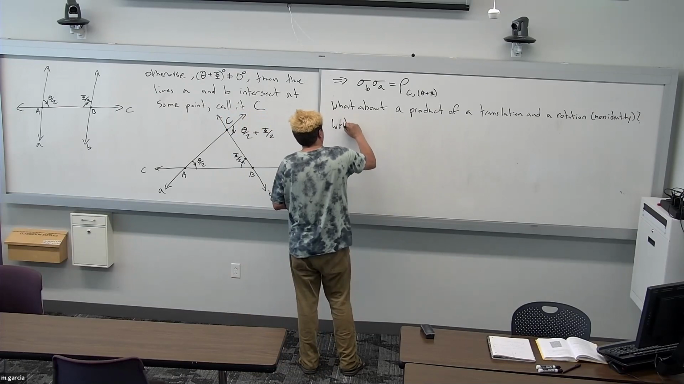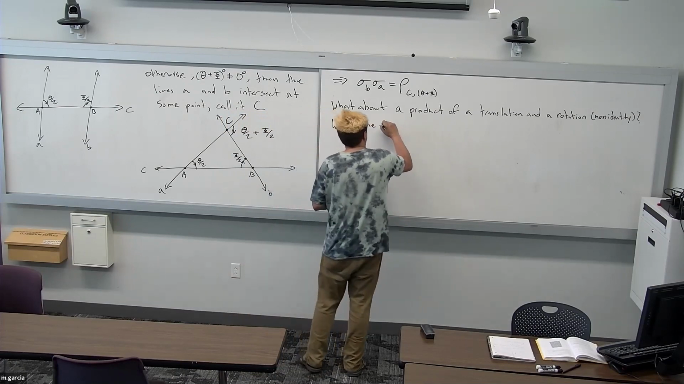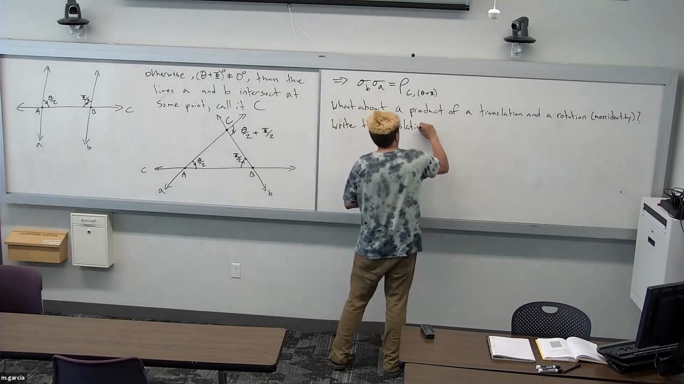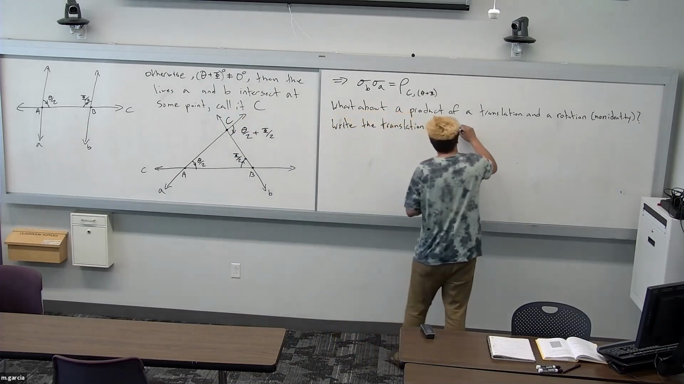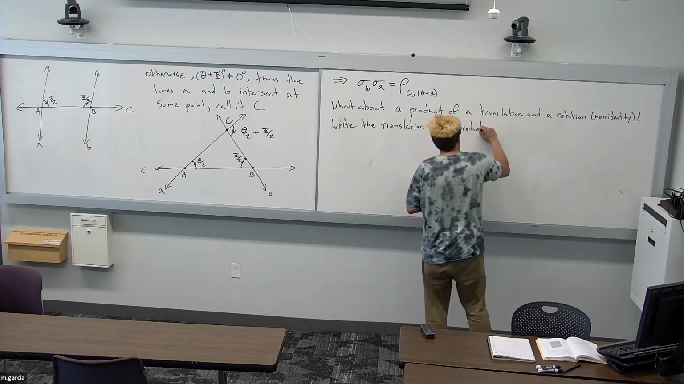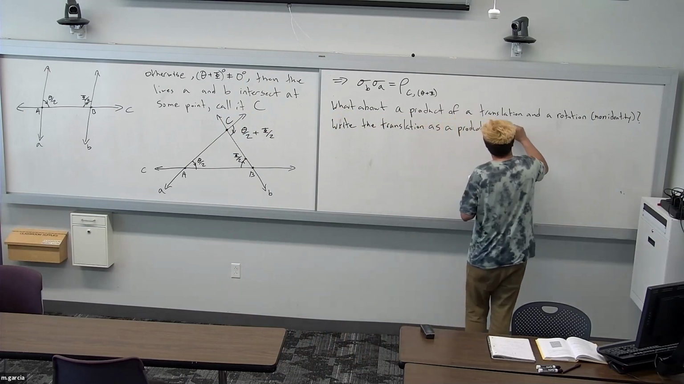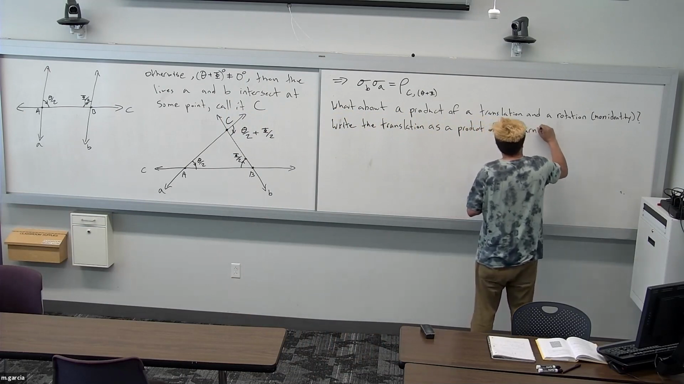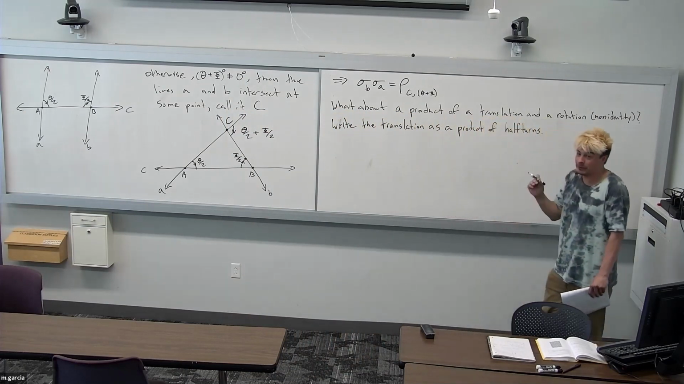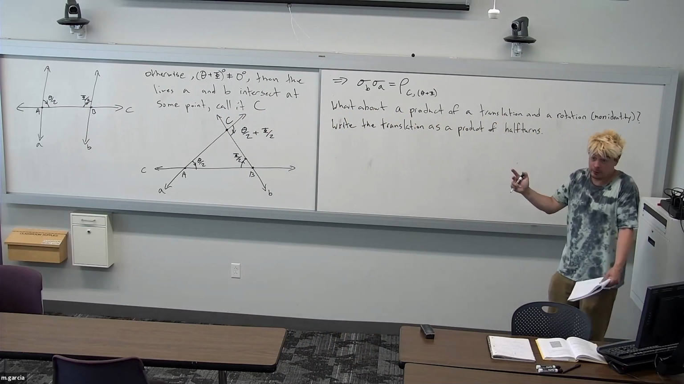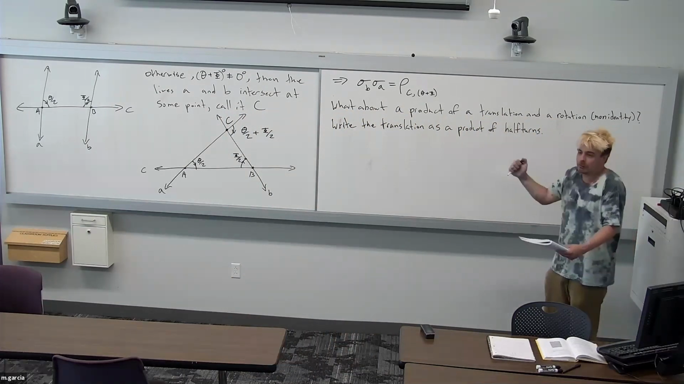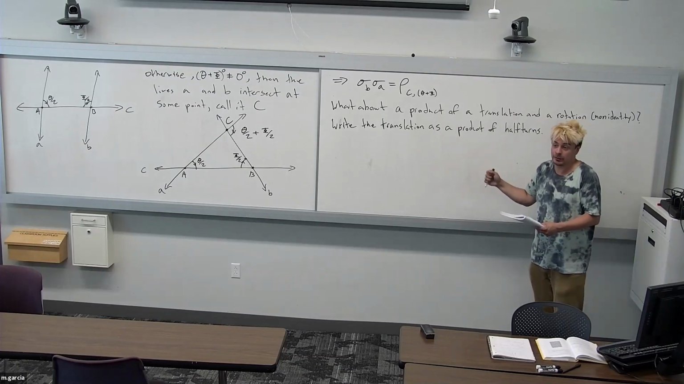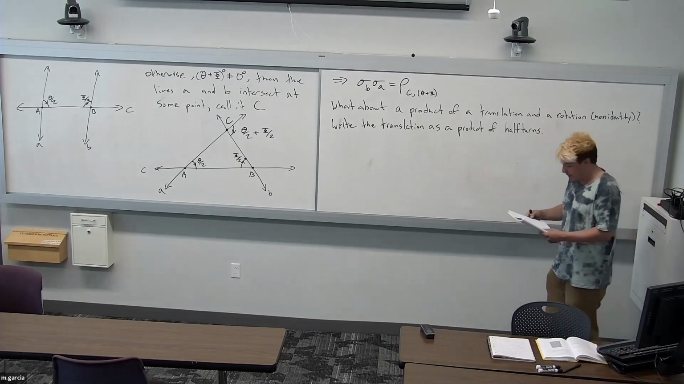So what we do is just write the translation as a product of half turns. Remember, that was the first factorization theorem that we did: that we could come up with a pair of points such that any translation can be written as the product of half turns around those points.